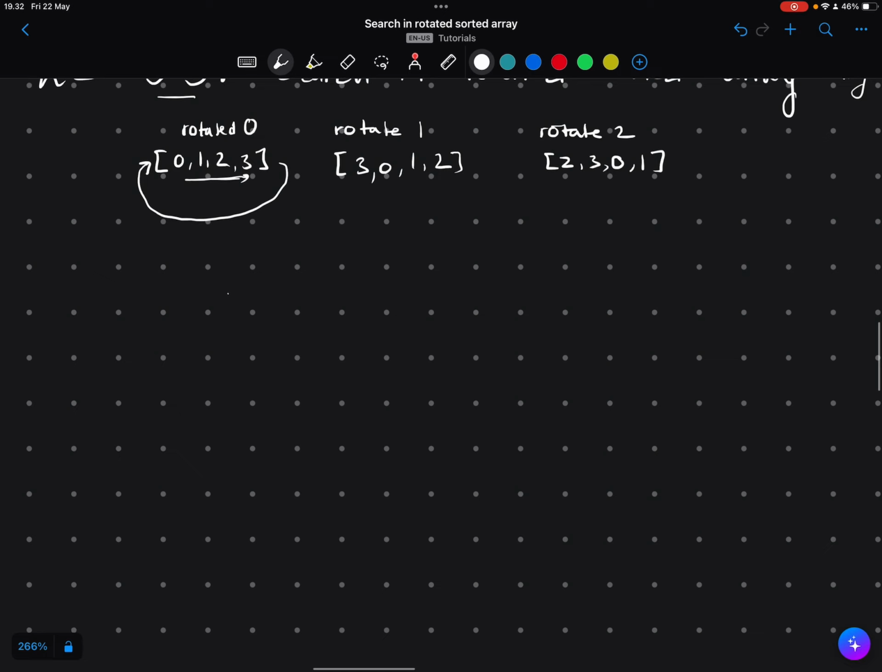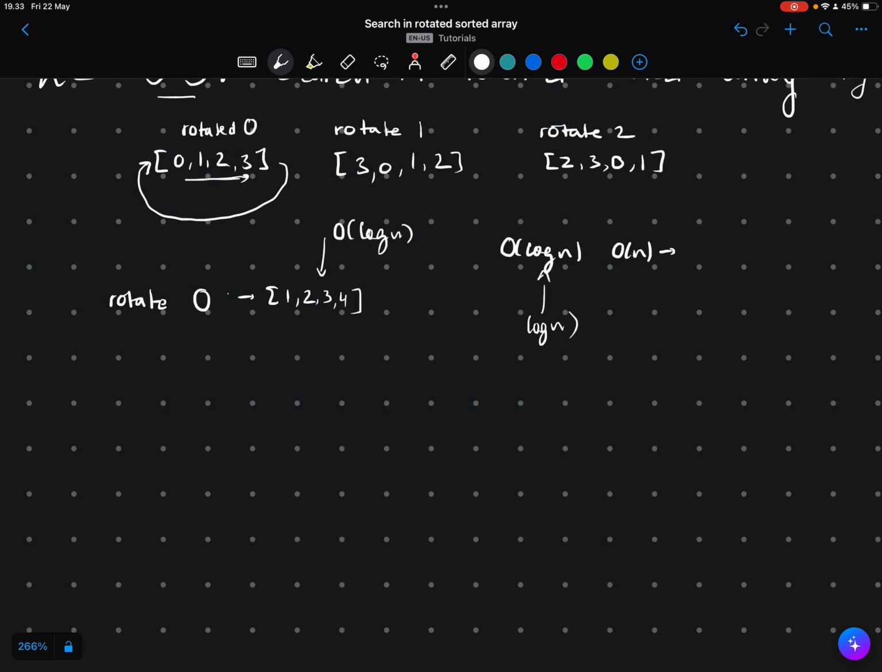The rotations help us in one specific part though. That is, if we were given a rotated 0 array, that would just be a regular sorted array, and we could conduct a binary search on that in O(log n) time. We don't really have to worry about those arrays. And by the way, I'll be talking about the O(log n) approach because the O(n) approach is really straightforward. I'm more interested in explaining the O(log n) approach. That is the more difficult one.